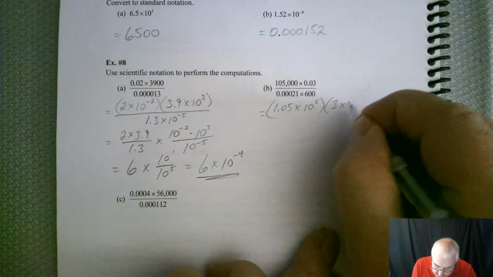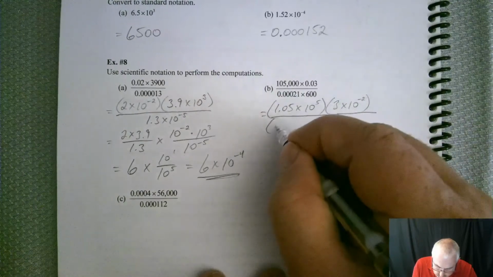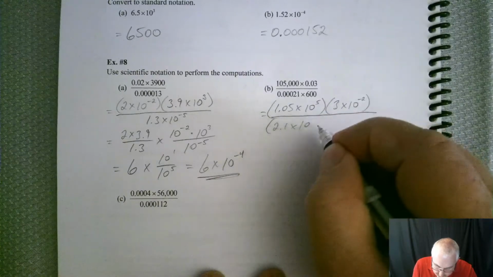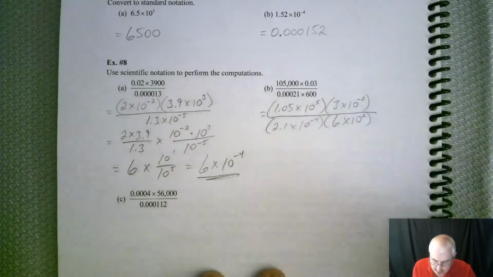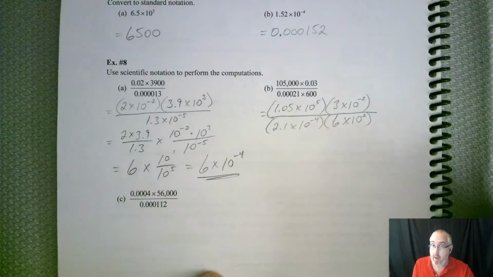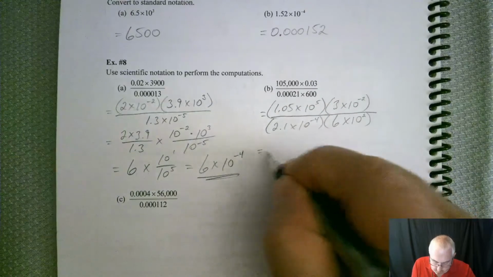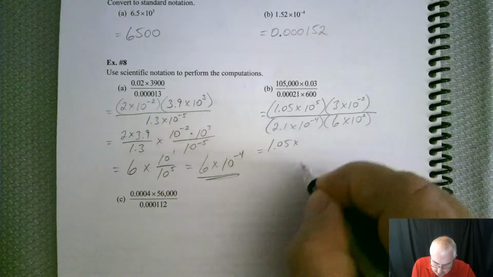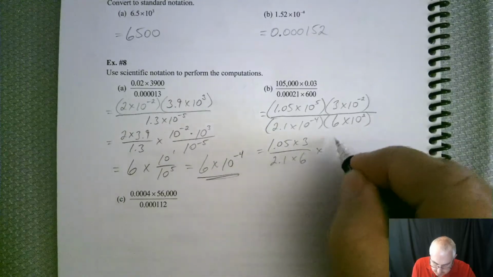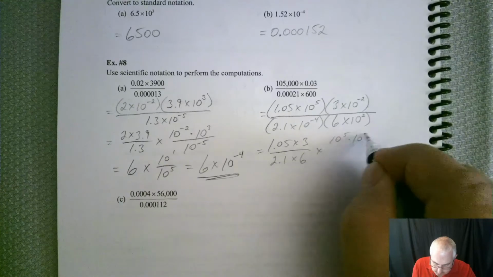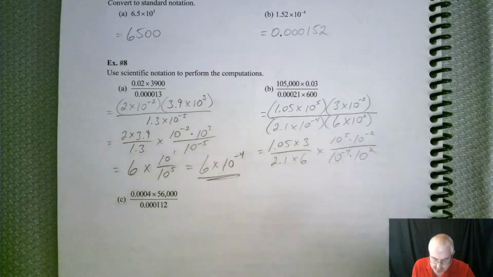So we got 3 times 10 to the negative 2, 2.1 times 10 to the negative 4, 6 times 10 to the positive 2. Okay, so that looks good. Now we got to separate it out like we did over here. So we got 1.05 times 3, 2.1 times 6, 10 to the 5th, 10 to the negative 2, 10 to the negative 4, 10 to the positive 2.